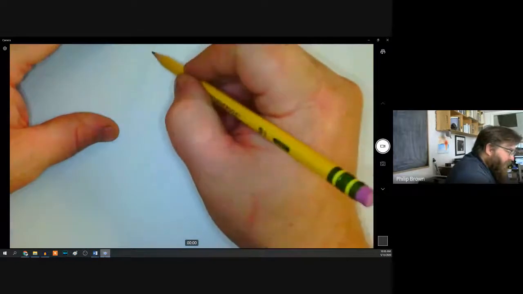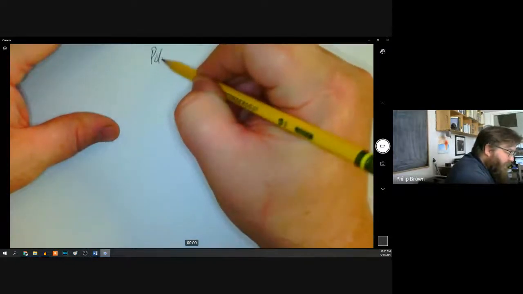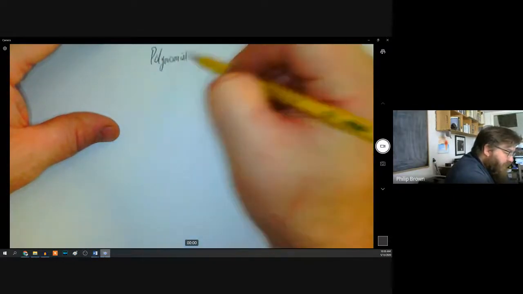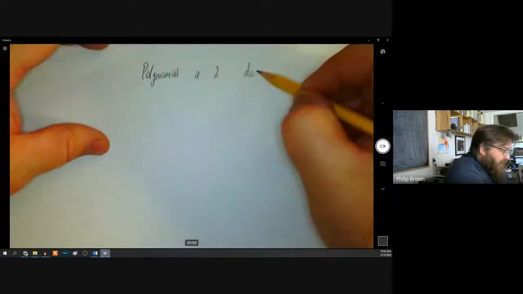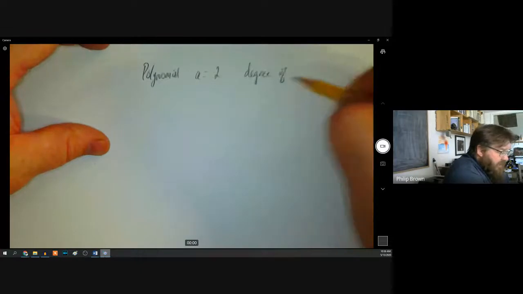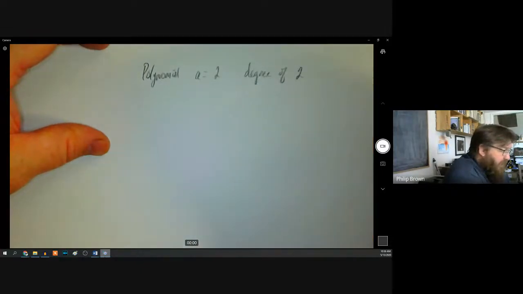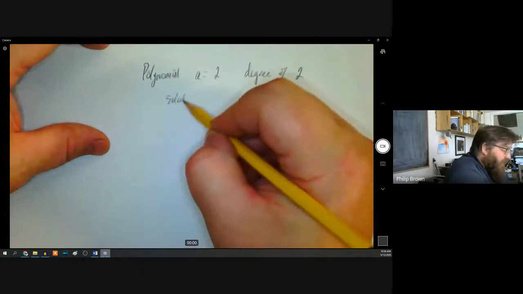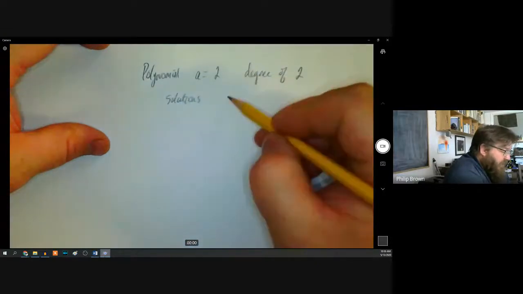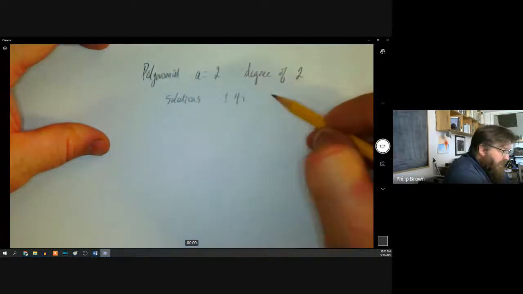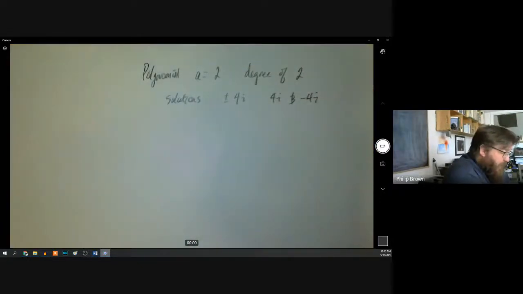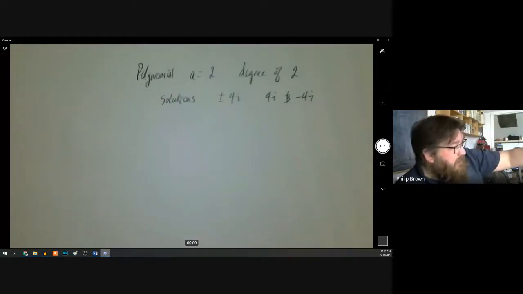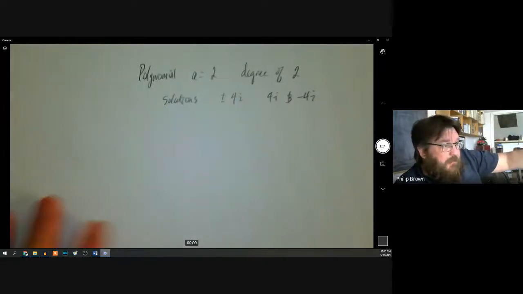So let's say we had to find a polynomial with a leading coefficient of 2. And let's say a degree of, let's keep it simple, 2. And let's say it had solutions or roots that were plus or minus 4i. So we've got 4i and we've got negative 4i. And so same question, different parameters, right? So it's the same style question.